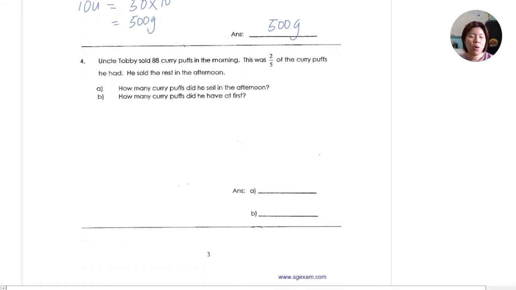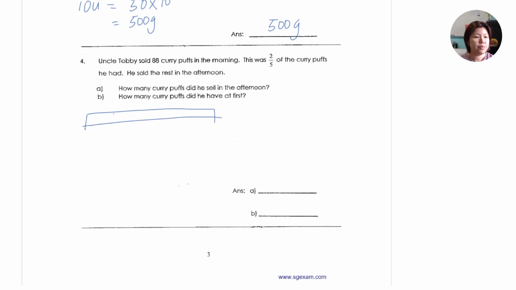Next, Uncle Toby sold 88 curry puffs in the morning, and this amount was actually 2/5 of what he had. So he sold the rest in the afternoon. Okay, so the total is actually 5 units. The amount he sold was 2/5 of the curry puffs he had. So in total he had 5 units of curry puffs, and this one is 88 sold.